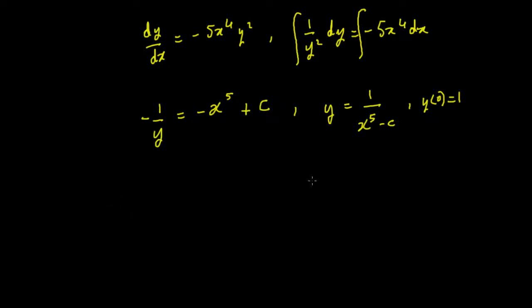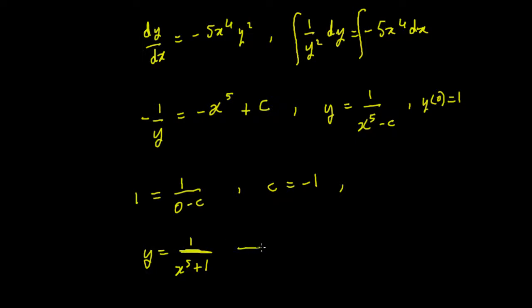So when x equals 0, y equals 1. So we'll have 1 upon, well, 0 to the 5 is just 0, so we've just got a value of 0, and we'll have our minus c. So what we'll have then is c will equal minus 1. We put that in above, so then we'll end up with y equals 1 upon x to the 5 plus 1.